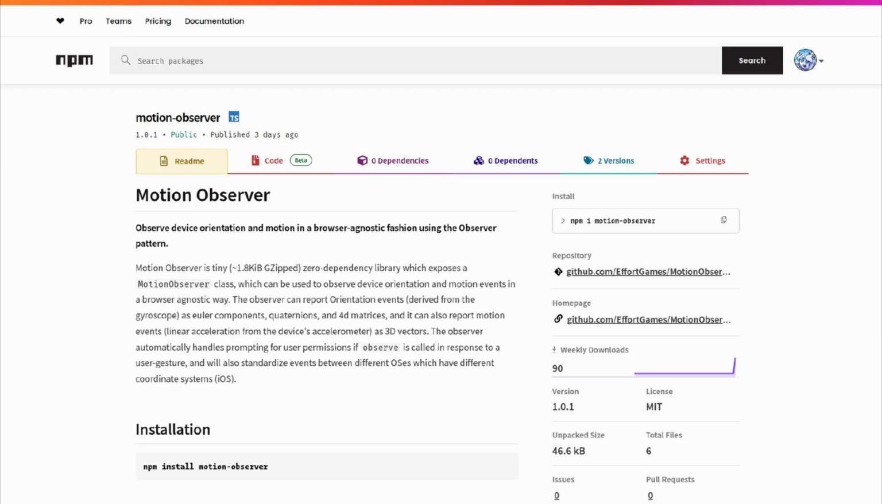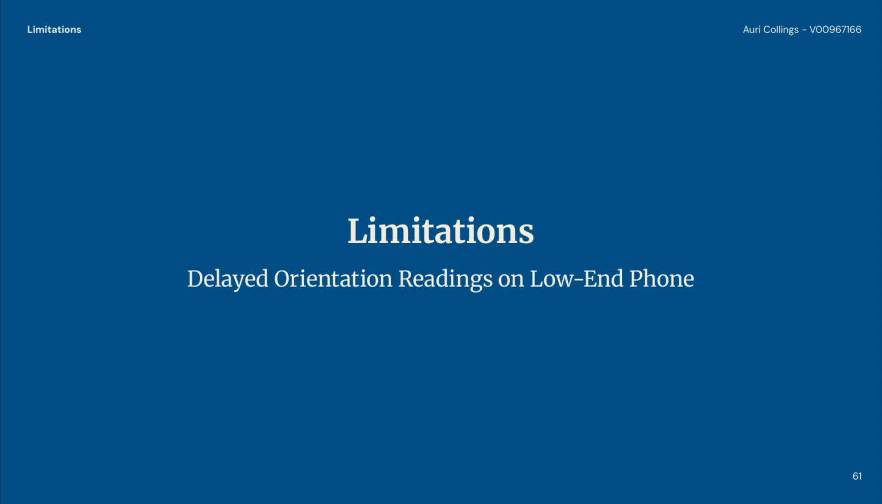It's too early to say whether or not the library will be used by others, but I personally believe that it represents the best of its kind in standardizing and exposing device motion events to JavaScript, and so I very much hope it'll get wider use. That said, it's not without its limitations, largely due to the underlying sensor's precision.